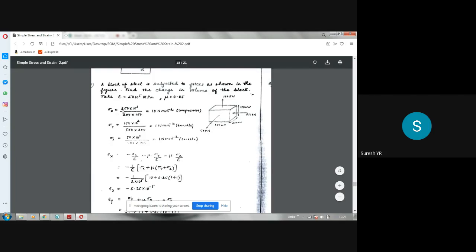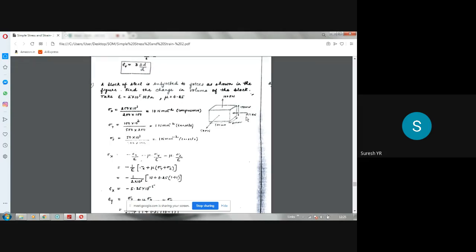So you have calculated the three stresses by dividing the forces in those directions by the respective areas. Areas are normal areas, cross-sectional areas. Now in x direction it is compressive, 10 Newton per mm square, sigma x value. Sigma y value is 1 Newton per mm square tensile.